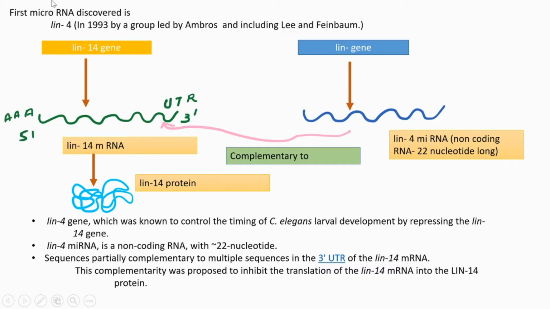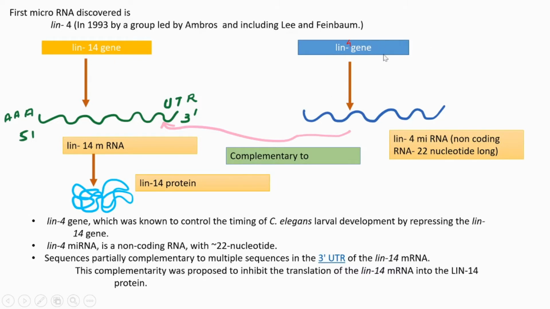Next, the first microRNA discovered is Lin4. It was discovered by a group led by Ambros and including Lee and Feinbaum. And what is this Lin4 gene? What is its role? All those things we are going to see now. This is Lin4. The 4 is missed here, so I am just writing that 4 here. Actually, it is the Lin4 gene, and this is another gene, the Lin14 gene.